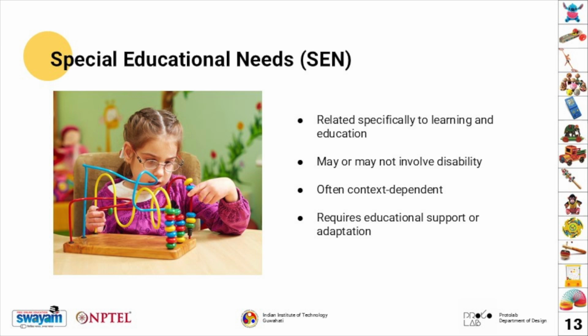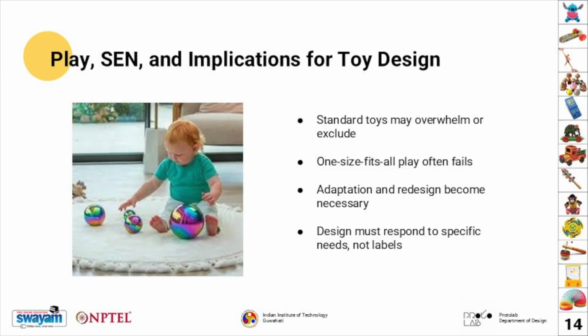SEN is often context dependent. A child may cope well at home but struggle in a classroom. This means the environment plays a large role in defining SEN. From a design perspective, this is important. It reminds us that needs emerge from interaction between the child and the system.